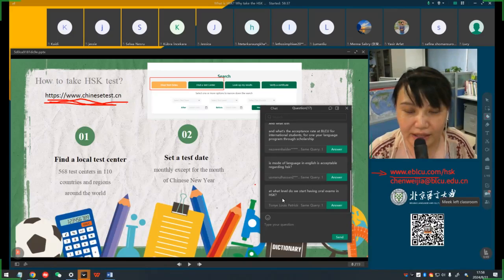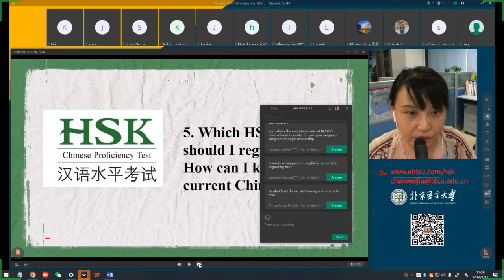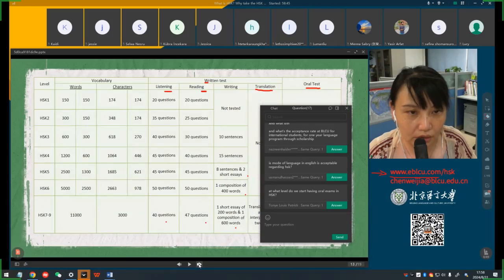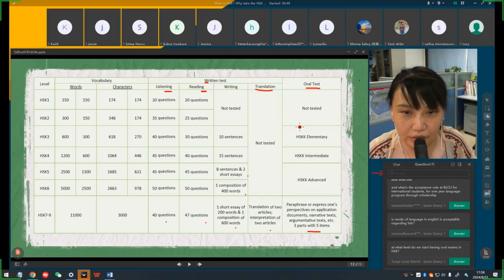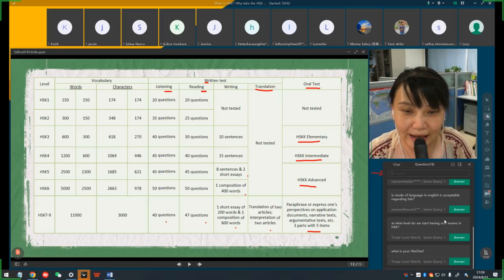At what level do we start having an oral exam in HSK? Starting from HSK 3. Let me go back to that page. Here we go. HSK 3 has HSKK elementary oral exam, HSK 4 has HSKK intermediate, and HSK 5 and 6 have HSKK advanced.